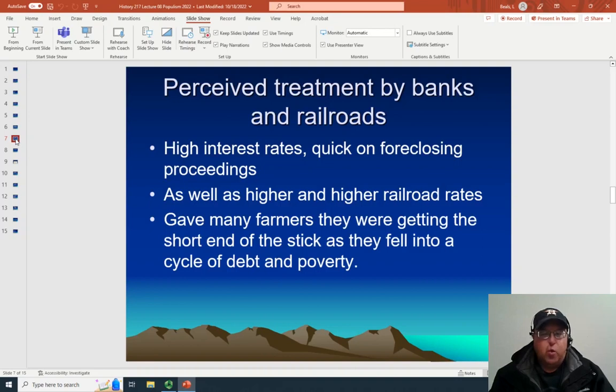High interest rates and quick foreclosing proceedings cause a lot of farmers to believe that banks and railroads are out to get them. And so they're getting the short end of the stick in the economic cycles of the late 19th century.